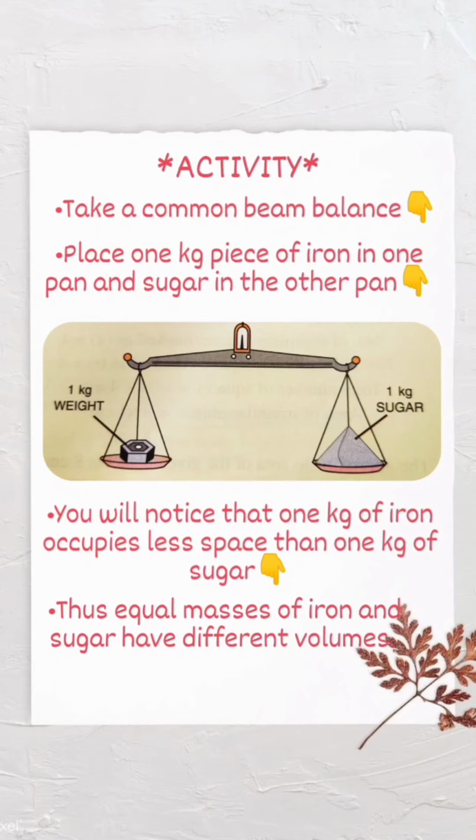So for that we need to take 1 kg of iron and 1 kg of sugar and place it in a beam balance. So you can see that the piece of iron occupies less space than sugar. From this we can understand that the volume of iron is less compared to sugar. So we can conclude that equal masses of iron and sugar have different volumes.